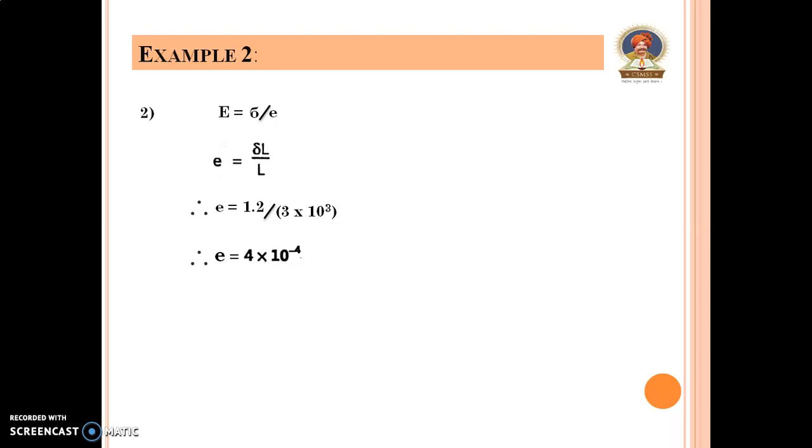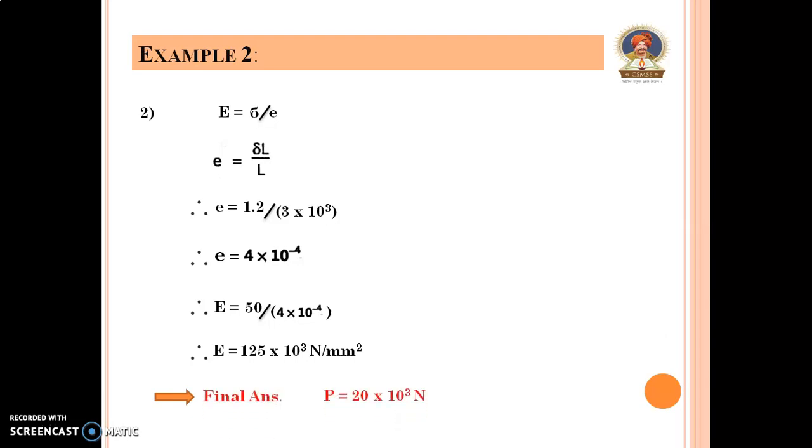Now put the value of stress and strain in the equation of Young's modulus. So the equation is 50 upon 4 into 10 raised to minus 4. So the answer of Young's modulus is 125 into 10 raised to 3 Newton per mm square. So the final answer is P is equal to 20 into 10 raised to 3 Newton and Young's modulus is equal to 125 into 10 raised to 3 Newton per mm square.